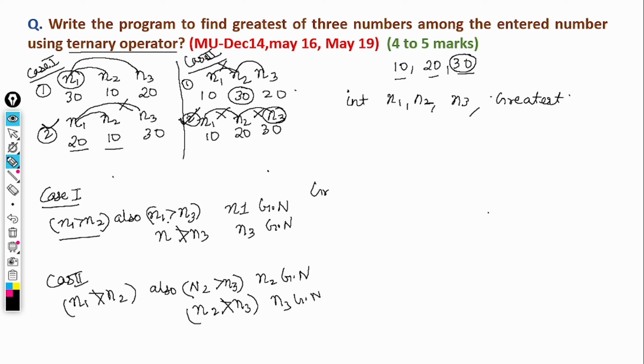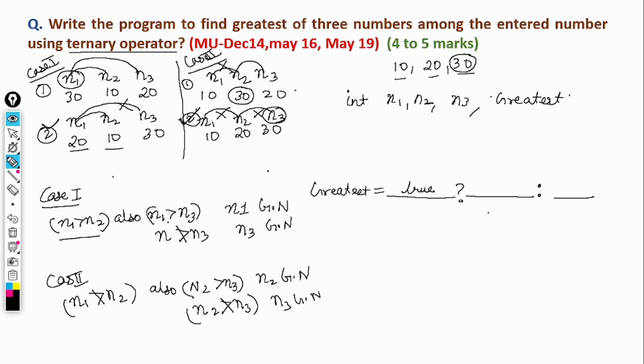So my greatest number in a ternary operator will be how? The ternary operator works like this. There is one conditional statement. If this conditional statement is true, this statement will be operated, else this statement will be operated. Again I am saying, if this conditional statement is true, this particular statement will be operated. If it is not true, then this statement will be operated. Okay.